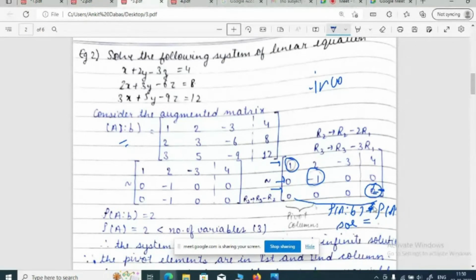But because this rank is not equal to the number of variables, we had 3 as the number of variables, but this rank turns out to be 2, this system has an infinite number of solutions.